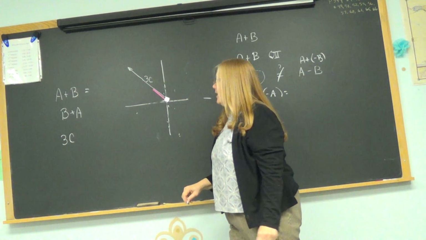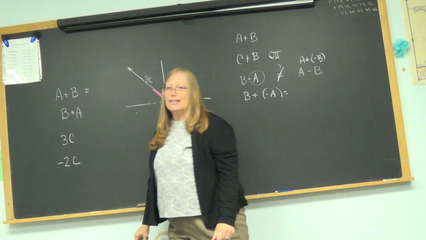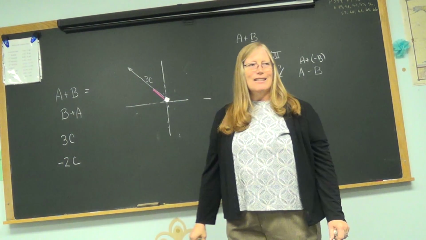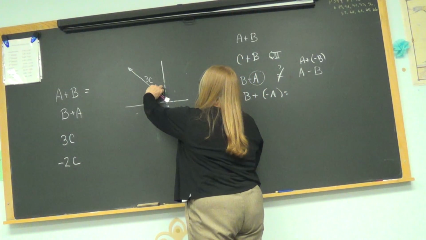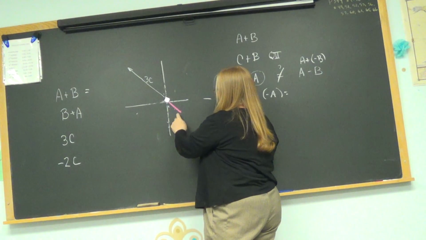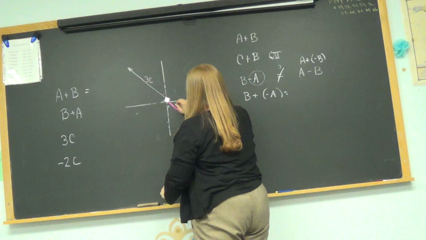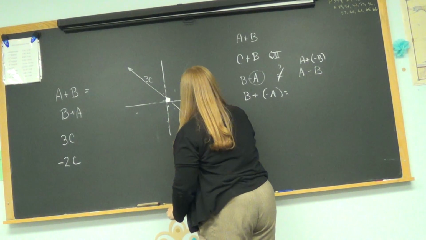All right, what do you think negative 2C would look like? Back, back, one. All right, remember the negative says to turn the vector around. And so here's 1, and we would come out another one of those. So that's negative 2C right there.